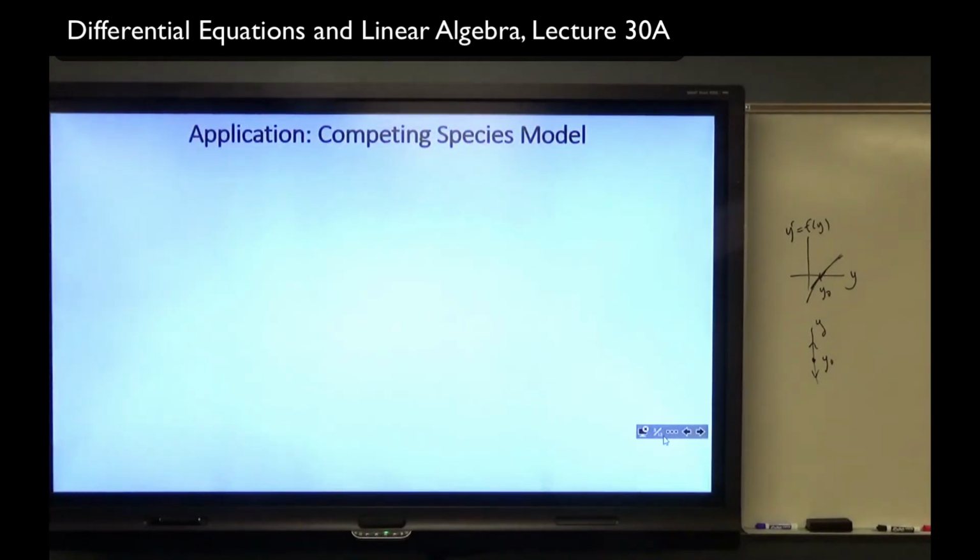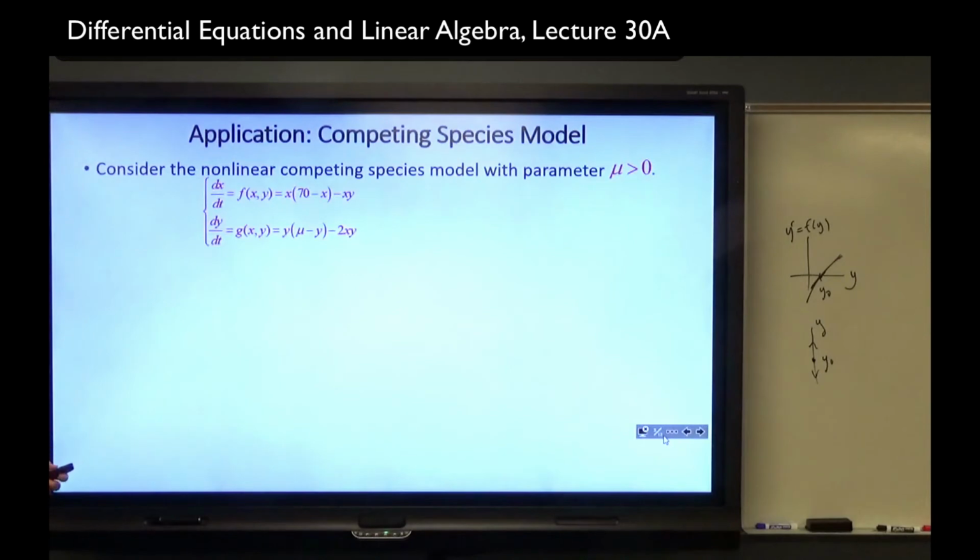All right, let's apply this now, after I take a quick drink. We're going to apply this to a competing species model. Nonlinear. Parameter mu. Here it is.